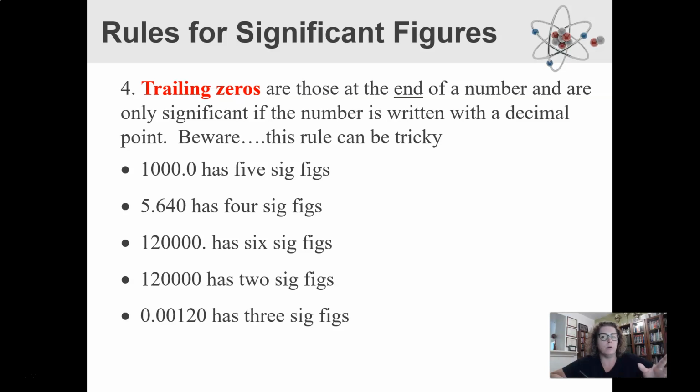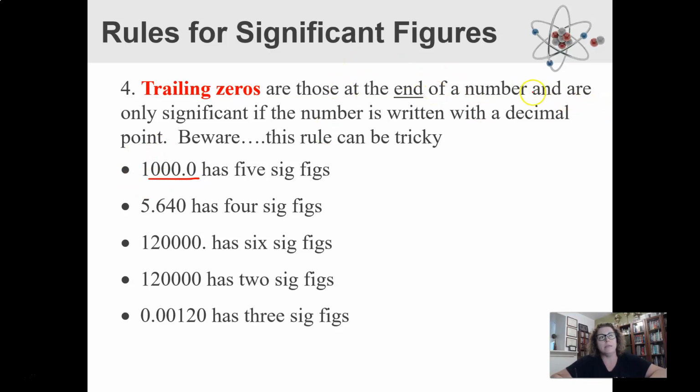And I threw a little bit more examples on this one, so that way you can see the difference with that decimal. So just because you see a decimal and zeros doesn't mean it counts, because it depends on where that decimal is and where those zeros are. And I know you're like, oh my goodness, it's going to be a tricky rule, but it is. So if I had a number 1000.0, well, every single 0 after that 1 matters because of this right here.